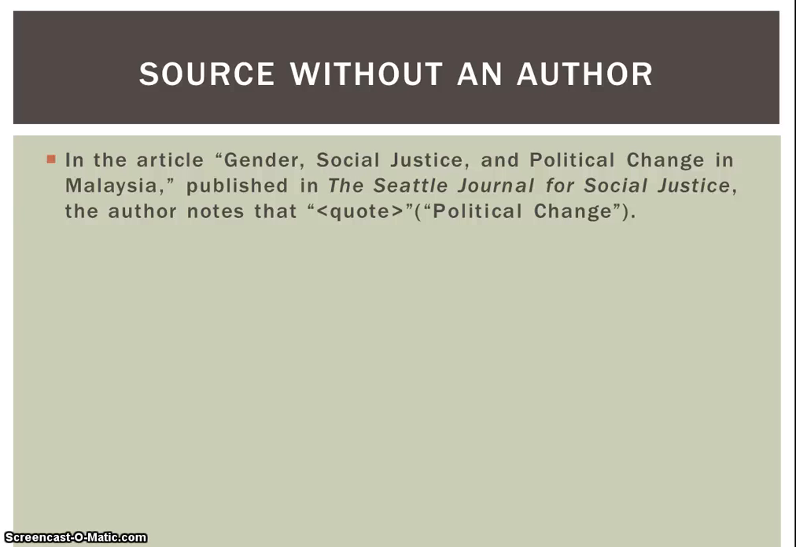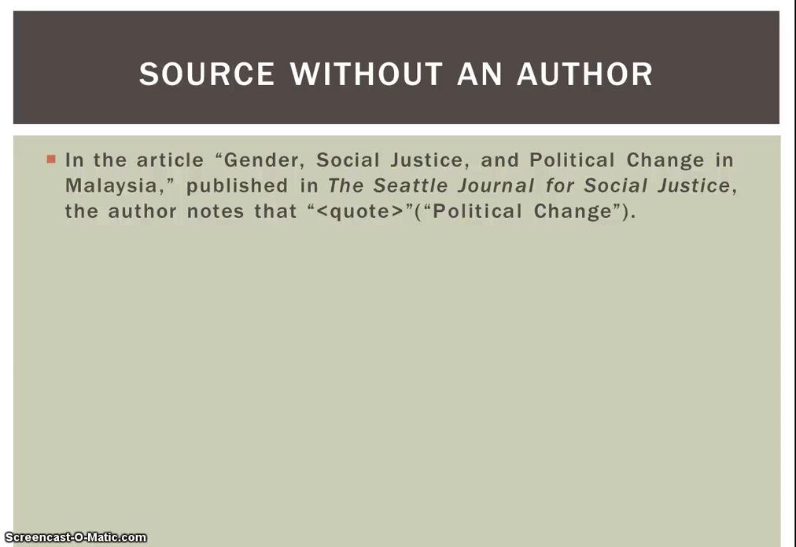So let's look at how we would introduce it in our paper. We would say something like, in the article Gender, Social Justice and Political Change in Malaysia, published in the Seattle Journal for Social Justice, the author notes, and then we would have our quote inside of quotation marks. Well, for the in-text citation for this, what we're going to have to do is take the title and abbreviate it somehow. We can abbreviate it any way that we want. We just want to abbreviate it in a way that when our reader goes to our Works Cited page, they can locate that source and identify it based on the title.